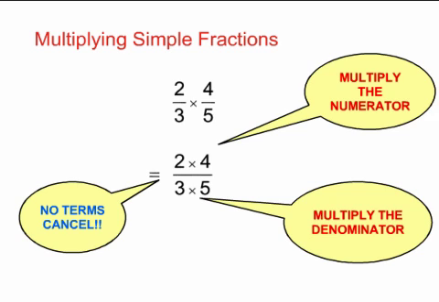In other words, the numerator, which is the top line, is multiplied out, 2 times 4, and the denominator, the bottom line, is multiplied out, 3 times 5. Again, stress the point here that there are no terms that cancel. So this gives us 4 times 2 is 8, 3 times 5 is 15, so our answer to this problem is 8/15.